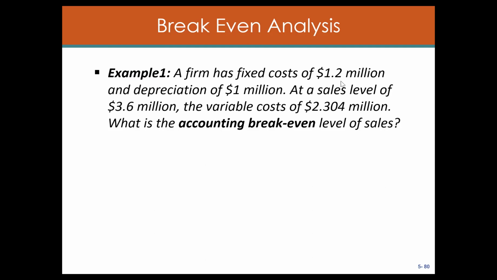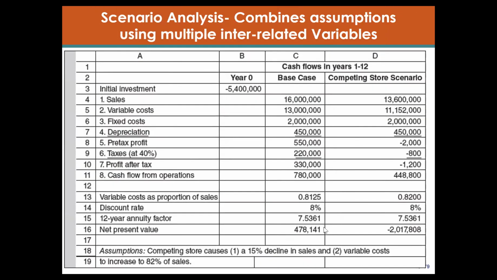The firm has fixed costs at 1.2 million. Remember here, before we go ahead, we learned two things over here. One is the contribution margin ratio, the other is the variable cost ratio. So in this example, my variable cost ratio is 82% in this competition scenario. That means from every dollar of sale I make, 82 cents are used to cover my variable costs.